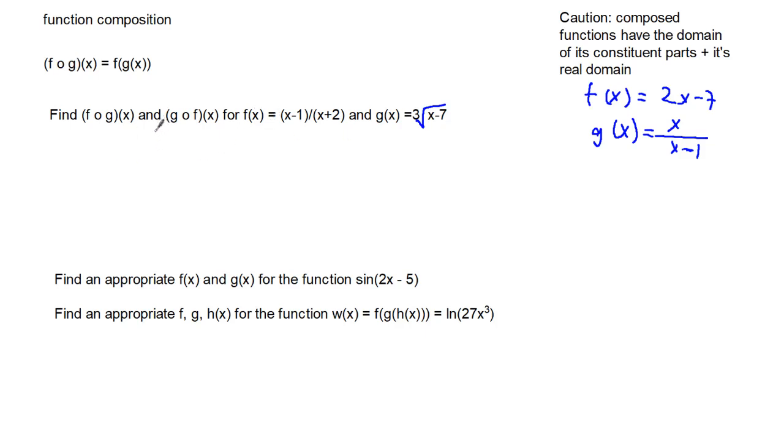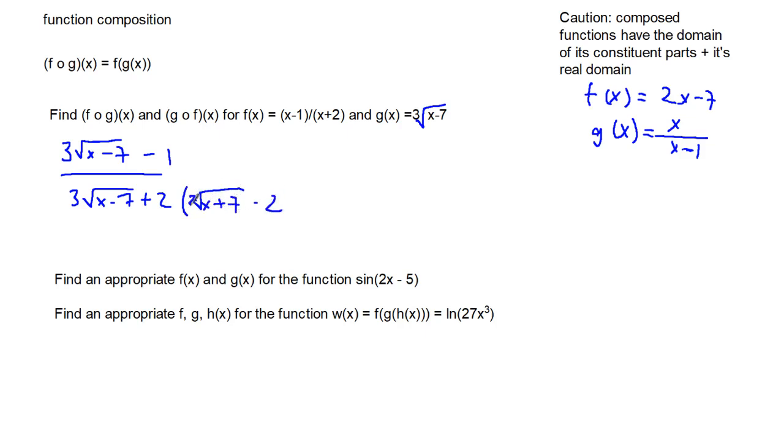F of g of x, so we put g of x in every single place where it says x, right? So f of g of x will be 3 times the square root of x minus 7, minus 1, over the square root of x minus 7, plus 2. And that is our f of g of x. You could obviously simplify this, but I'm not going to do that right now because this video is already 42 minutes long. Probably more boring than Mr. Christensen's videos.